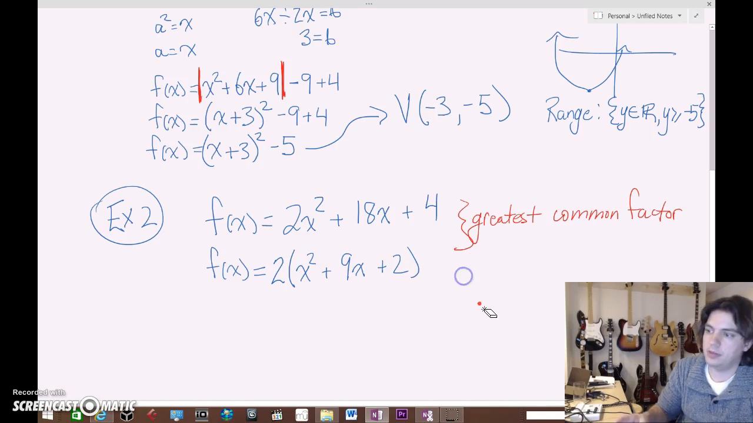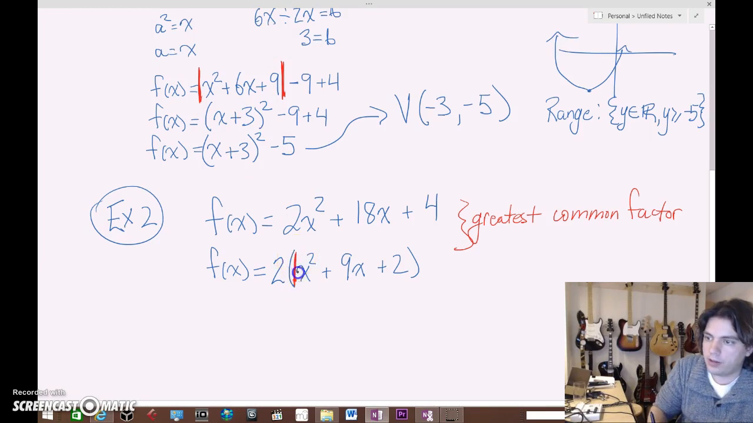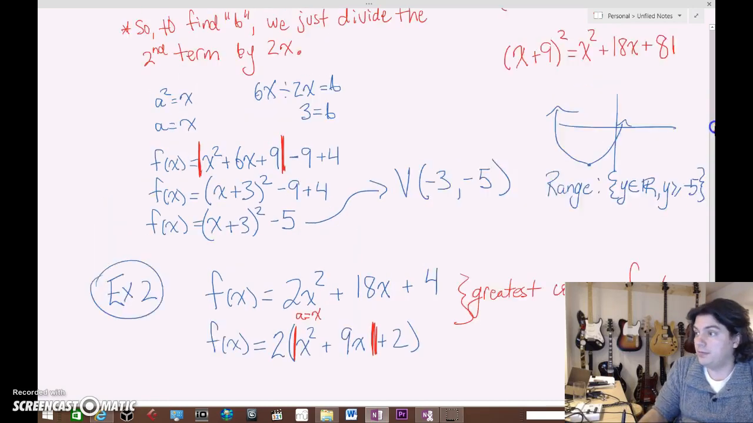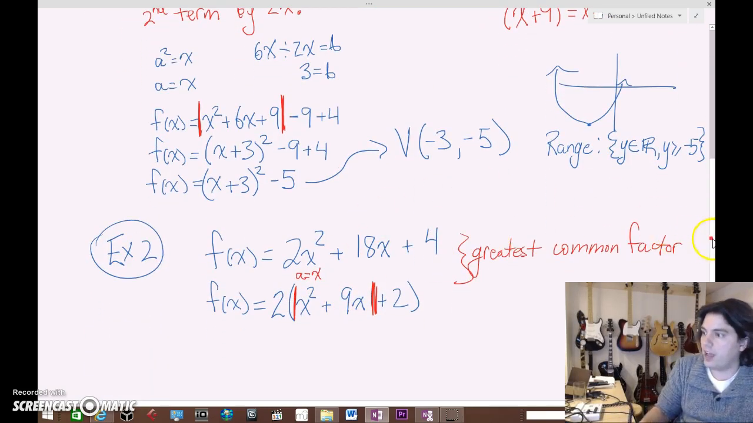Now, after we've taken the greatest common factor, we are ready to complete the square. So let's take a look. Now, just like last time, we're going to deal with the first term and the second term, but we know that the third term isn't right, so we're going to look at these and figure out the third term. Now again, the a term will always just be x. And the b term can be found by taking this middle term and dividing it by 2x. Because remember, the middle term should be 2ab, right? And we know that a is x, so it's 2x times b. So to find what b is, we just divide the middle term by 2x.